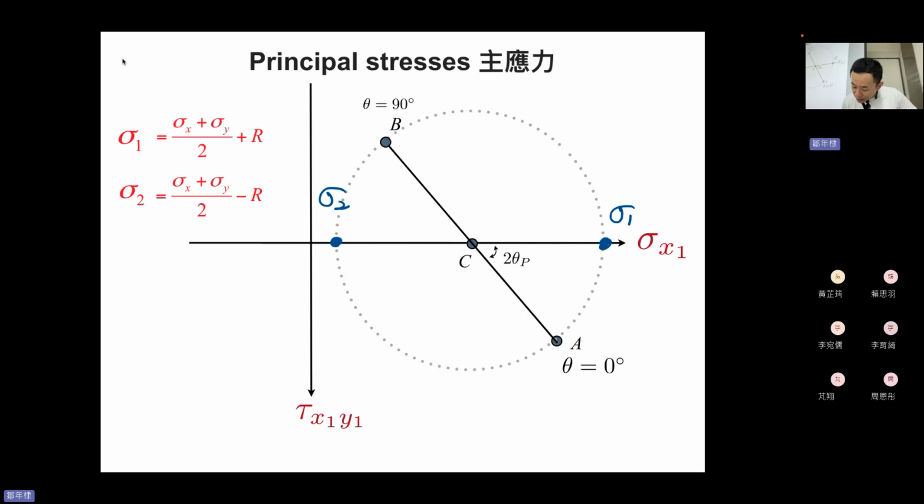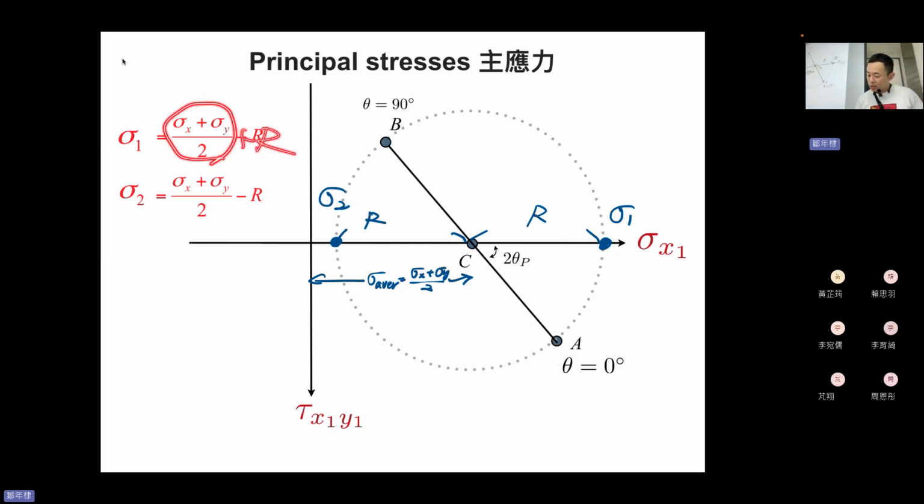And remember that the center is sigma average, right? Equal to sigma x plus sigma y divided by 2. You can see that this is R. This is R. Don't you think this is sigma average plus R, sigma 1? Average minus R, sigma 2. So now you know where sigma 1 and sigma 2 are. And this is 2 theta P. So everything is here. Everything is in the circle. Okay? And you can do exactly the same thing for shear.